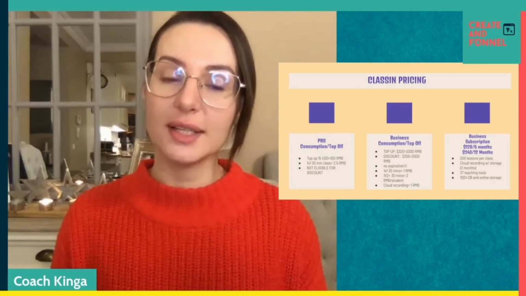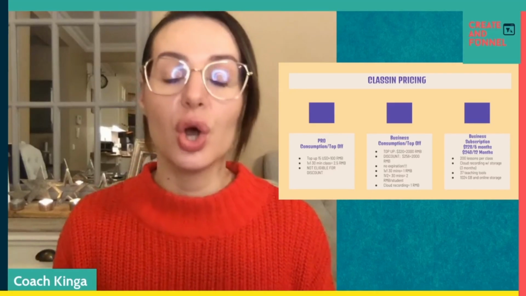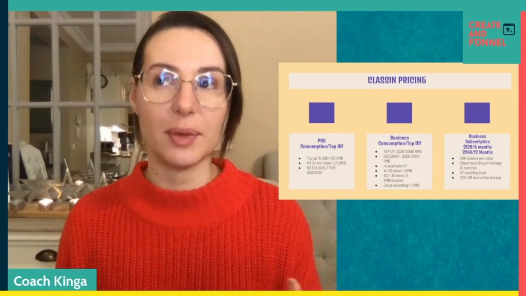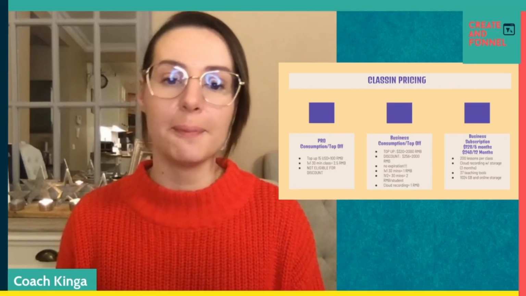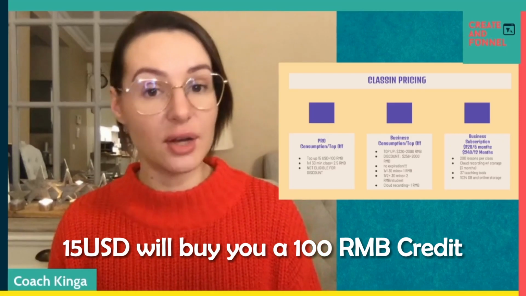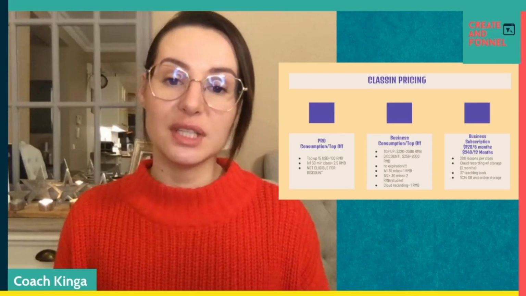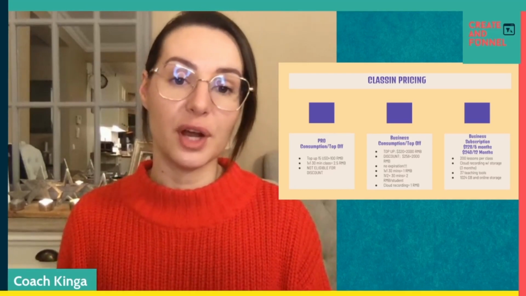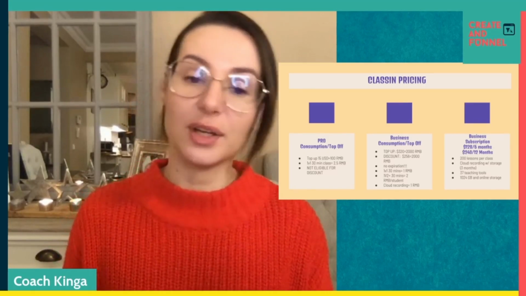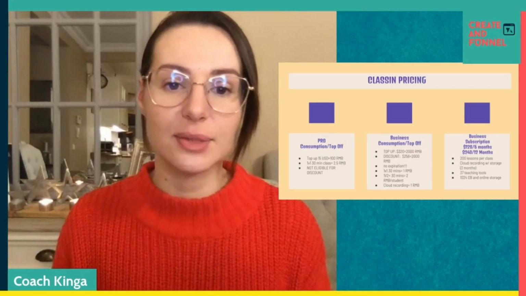The Pro, otherwise known as the consumption or top-off method, is really great for the teacher who's targeting maybe a lower volume of classes. They're teaching maybe around 30 classes per month, okay? With this method, you want to top up at 15 USD for 100 RMB credit, all right? So 15 USD will buy you 100 RMB credit, and from there you'll be needing to track the data of your classes and understand how much you will be deducted from your credited account per class, right?